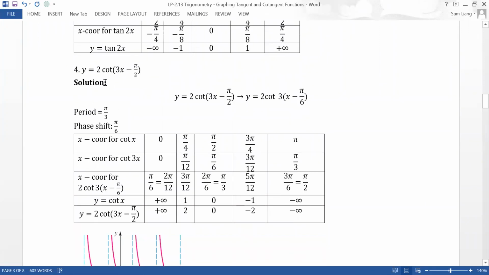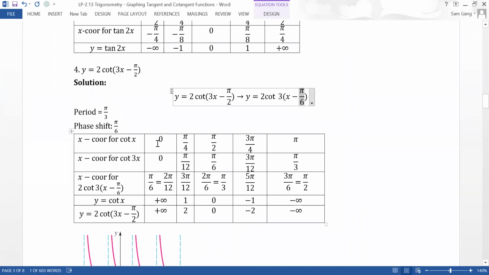So question 4, we had y equals 2 cotangent parentheses 3x minus pi over 2. So as we did with sine and cosine, we factor out 3, right? So we get 2 cotangent 3 of x minus pi over 6. Period is going to be pi divided by this number here, 3. Phase shift, as you can see here, is pi over 6.